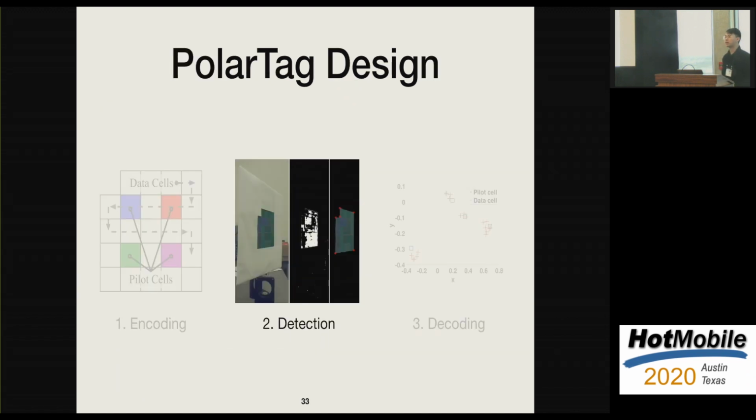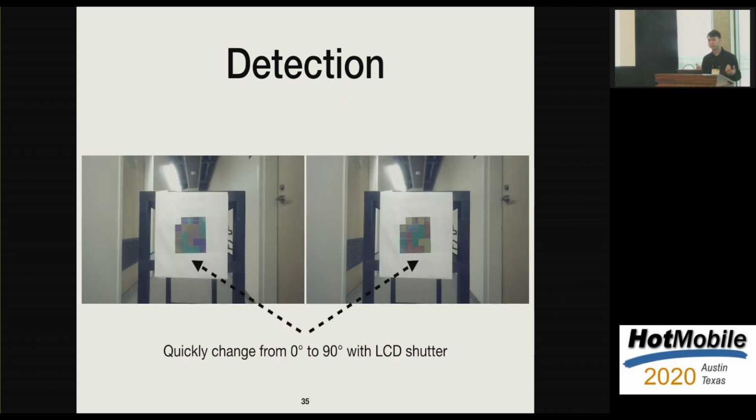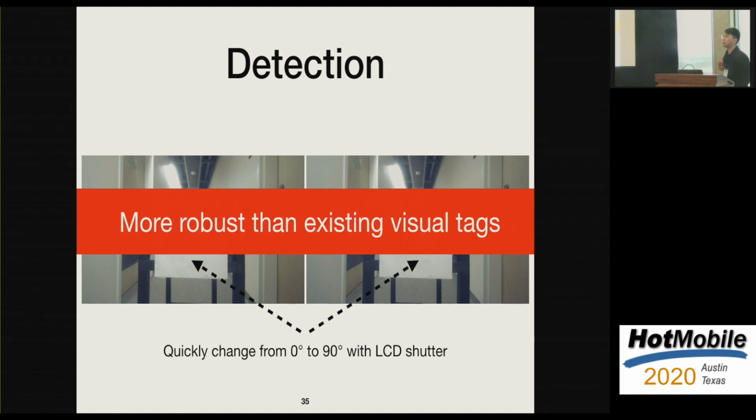So after the encoding part, let's move to the detection. For detection, we leverage the color-changing nature of the polarization pattern. We take 2 images in 2 different polarization directions, and this can be done on the fly with an LCD shutter. From the 2 pictures, we can see that the background is almost constant. This is because ambient light is usually unpolarized, and the only color-changing area is the tag. So if we take the difference of these 2 images, we can cancel out the background and leave only our tag area. This approach makes our detection more robust than existing visual tags, which solely rely on the geometric pattern to do the detection.